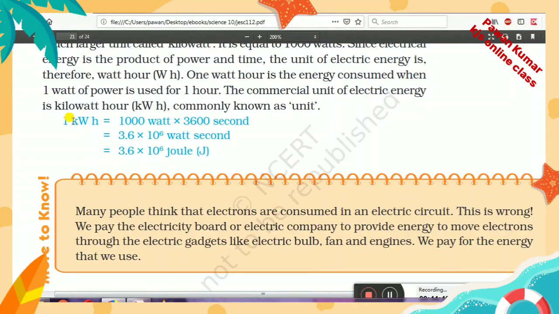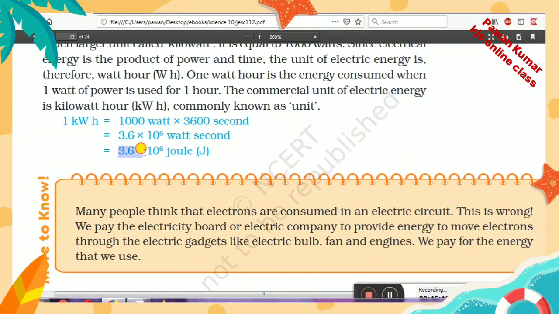Okay, after this, you know children, this is the unit of electrical energy, and we also know that joule is the SI unit of energy. So if joule is the SI unit of energy, then what type of unit is this? This unit is called a commercial unit. The commercial unit of electrical energy is kilowatt hour. Now what is the relationship between 1 kilowatt hour and joule?